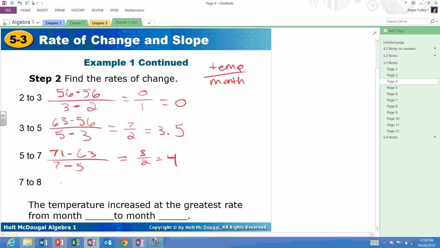And then from 7 to 8, it went from 71 to 72 degrees. So 72 minus 71 over 8 minus 7. So that's just 1 over 1, which is 1. So our greatest change was 4, which is from month 5 to month 7.